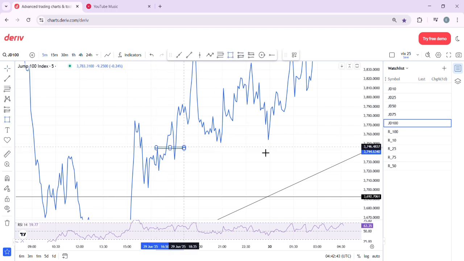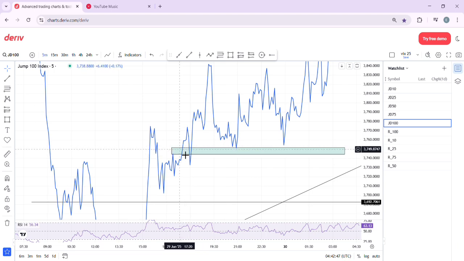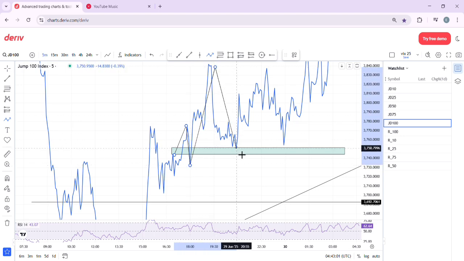Now, the reason why this resistance is valid, it is 100% valid, is because after it broke through, this next area here did not retest it, it broke below it. So definitely when price is coming back, it's going to use it as support, and then go back up. You understand? It will still use it as support.